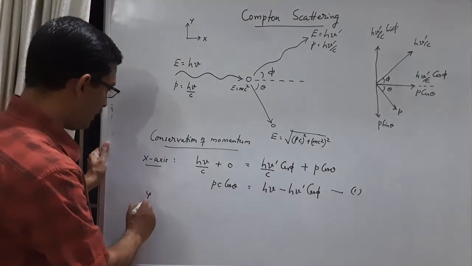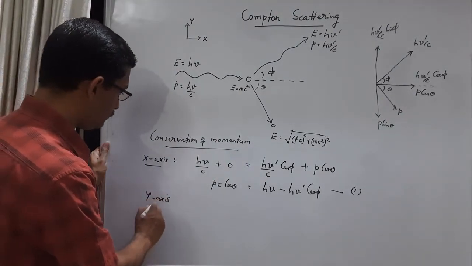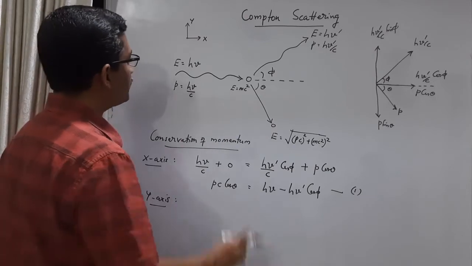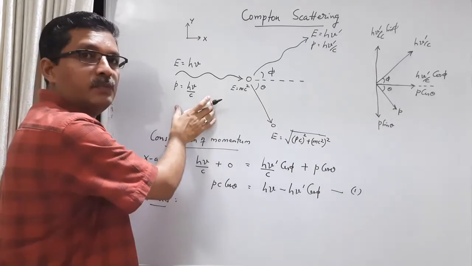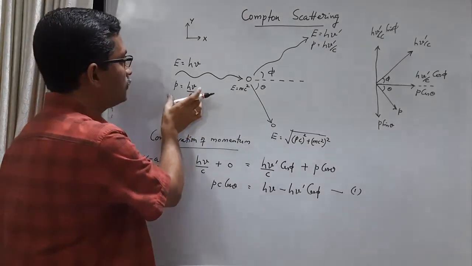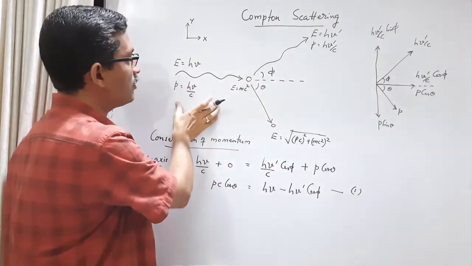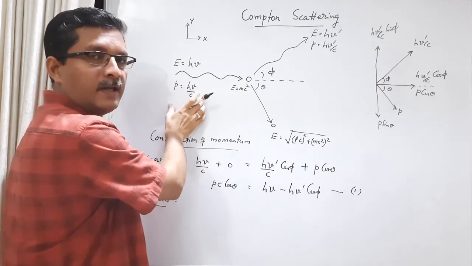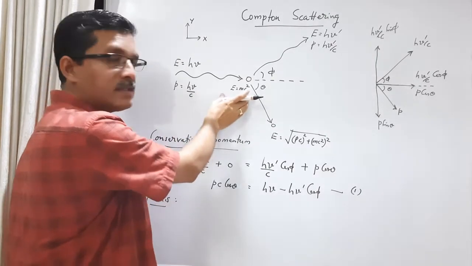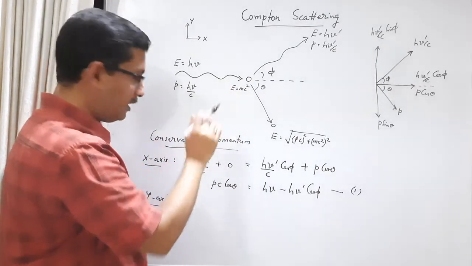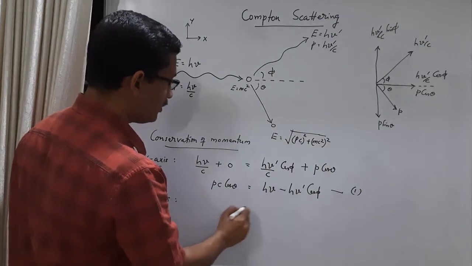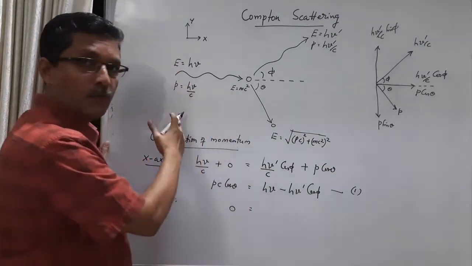Now, along the y axis. What is the momentum along the y axis before collision? The photon is traveling along the x axis before collision, so there is no momentum along the y-axis for photon. Electron is at rest, so it has no momentum along any axis. So there is zero momentum along the y-direction before collision.